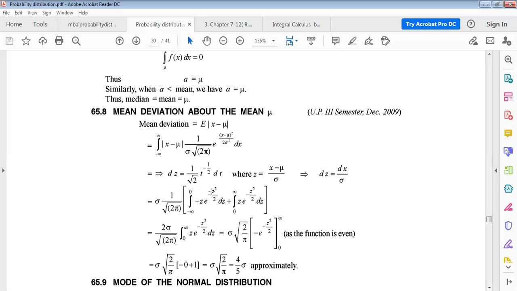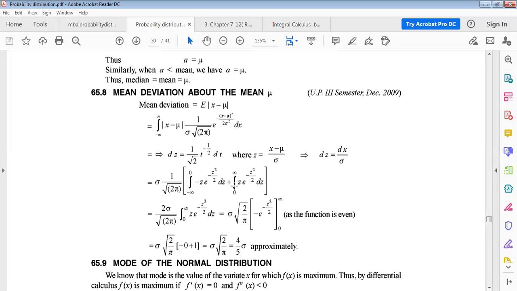Minus z e to the power minus z square by 2. Just putting x minus mu divided by sigma equals z here, we get this plus 0 to infinity. We are dividing this integration into two parts, minus infinity to 0 and 0 to infinity, same function z e to the power minus half z square dz. Just dividing into two parts: one is for minus infinity to 0 and the other is for 0 to infinity.